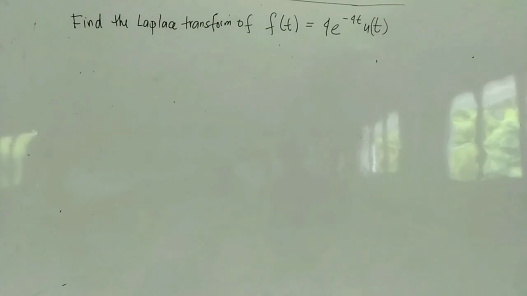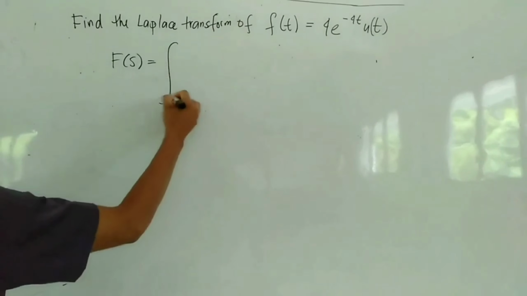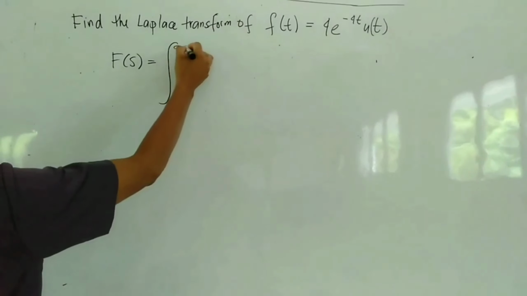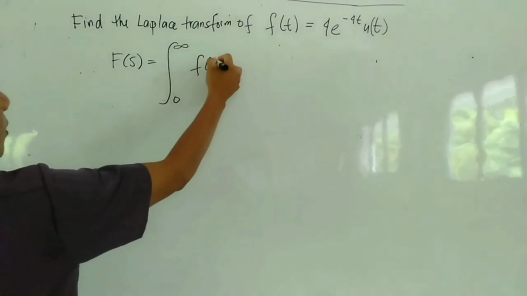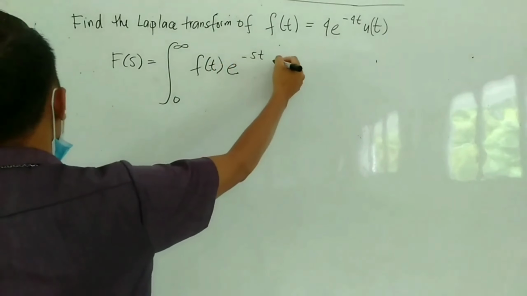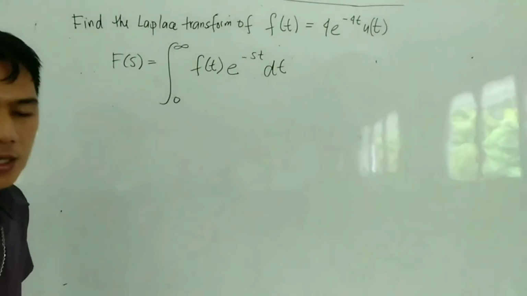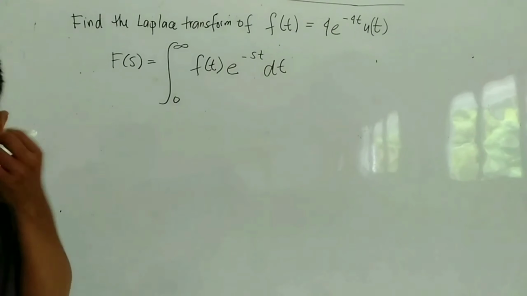Okay, so we have here another example. Find the Laplace transform of f of t is equal to 4e to the negative 4t u of t. So we're going to find the Laplace transform of this given equation. We have F of s is equal to the integral from 0 to infinity of f of t e to the negative st dt. So we find this one from our Laplace transform table.